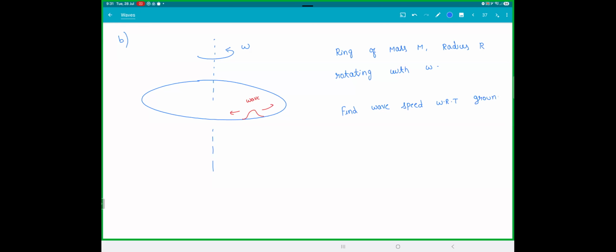Because the ring is rotating with omega, there'll be a tension in the ring. Hope you remember this thing I told you comes multiple times. I think it comes almost 6 times. If a ring is rotating with omega, it has a tension inside. Then you gently give a bump on that rotating ring, and this bump starts traveling around. It can go left or right. Find the wave speed with respect to the ground.